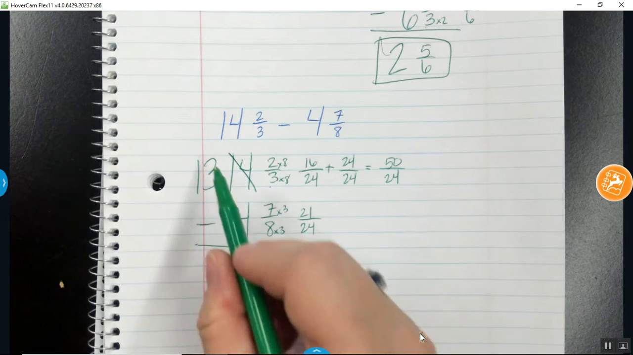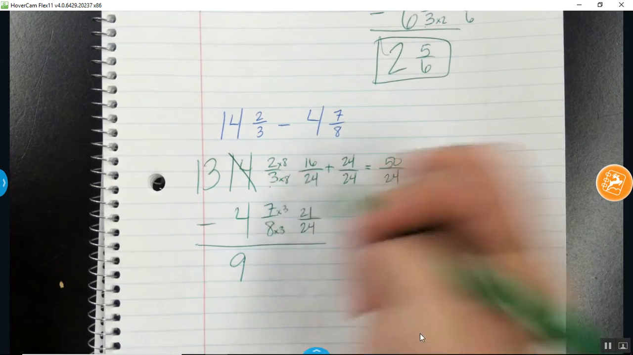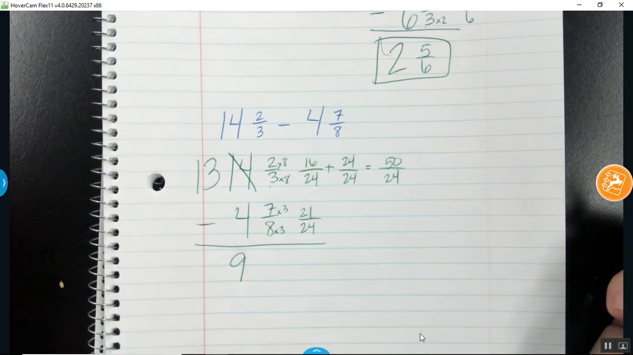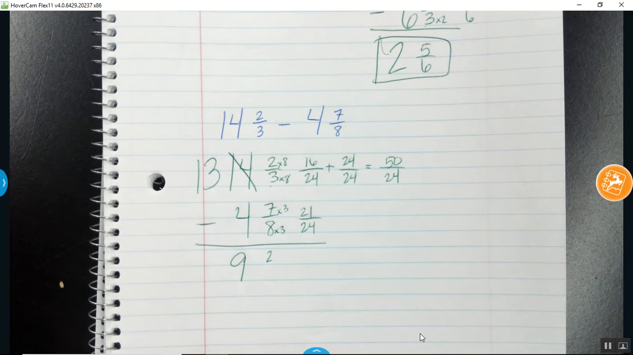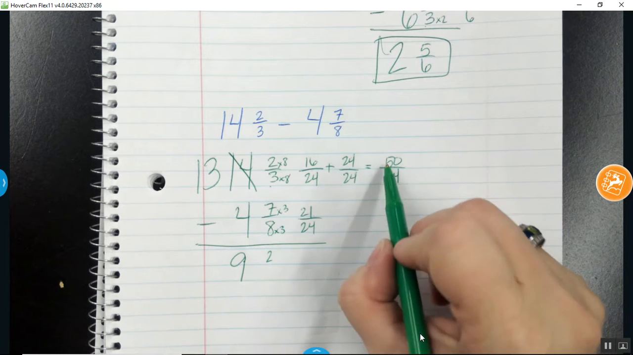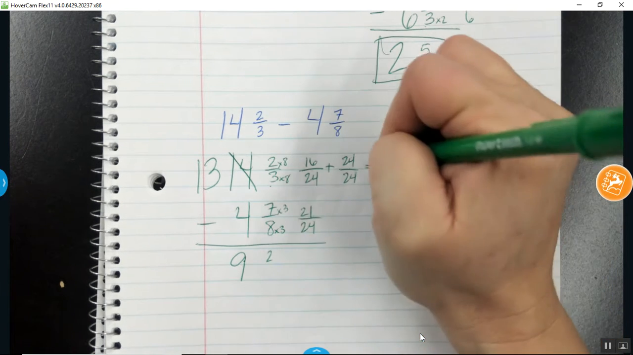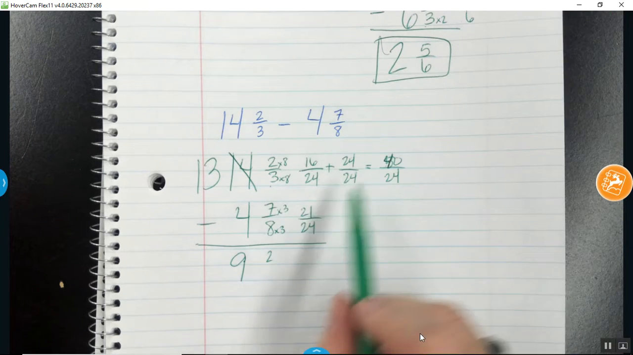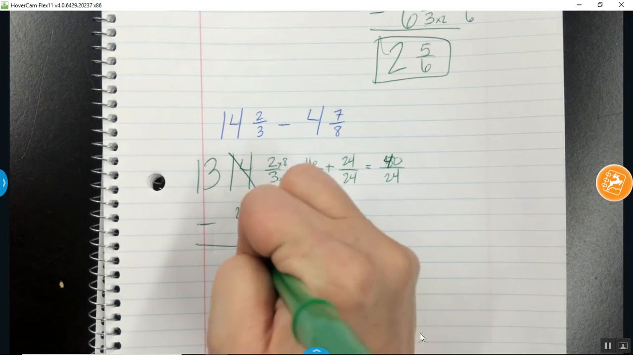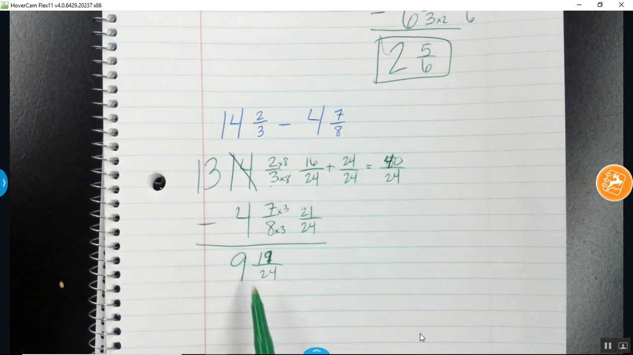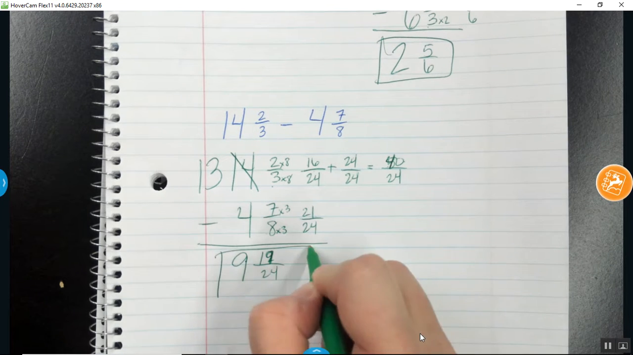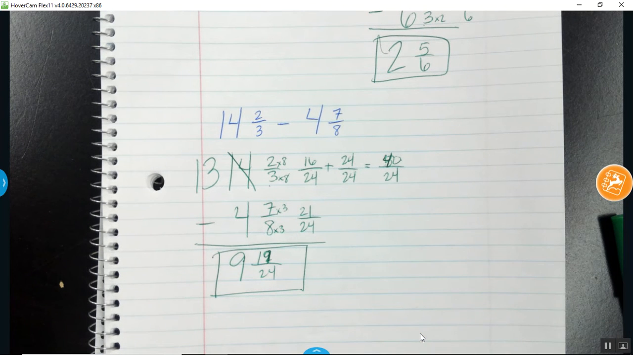minus 21 over 24. Let's do this first. 13 minus 4 is 9. 50 minus 21 is 29. Wait, what? No, it's not 50. This is 30. It's 40. 40 over 24. 40 minus 21 is 19 over 24. Oh, yeah. There is no number that goes into 19 and 24. I know that because 19 is prime. So unless it goes into itself or into 24, then you're done.